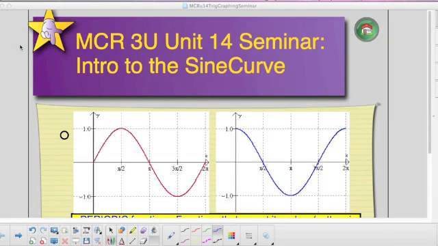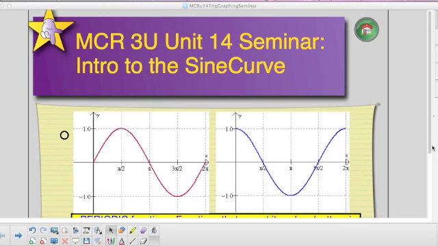So this is a Unit 14 seminar, Introduction to Sine Curves, and we're also going to deal with cosine curves. So basically, we are taking the concepts that we learned in Unit 10 and 11, basically the concept of functions, transformations of functions, and we're applying it to trigonometric functions. So even though there's also a tan curve, in this unit guide we're really focusing on sine and cosine.